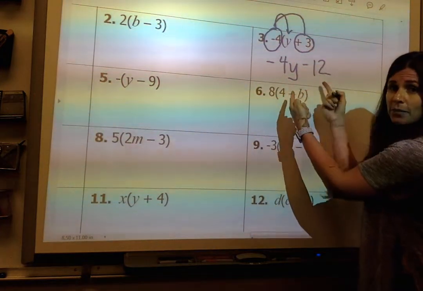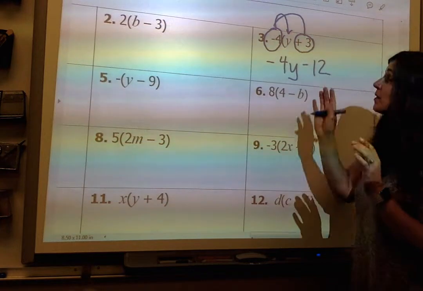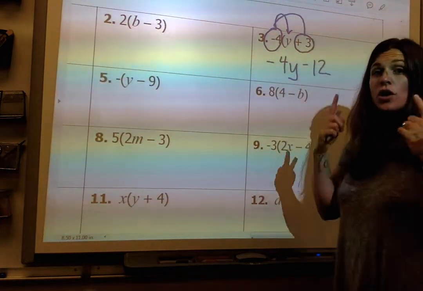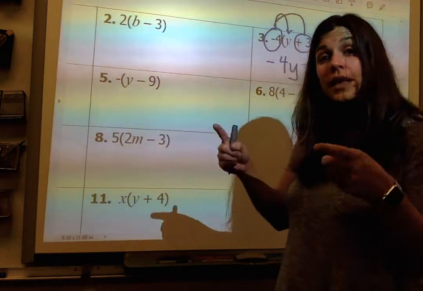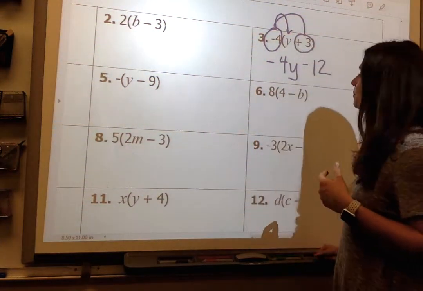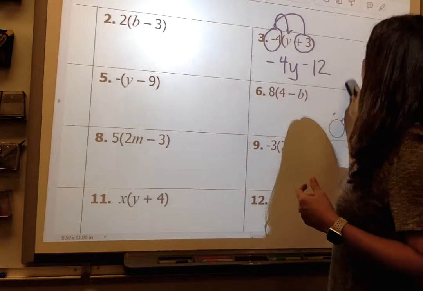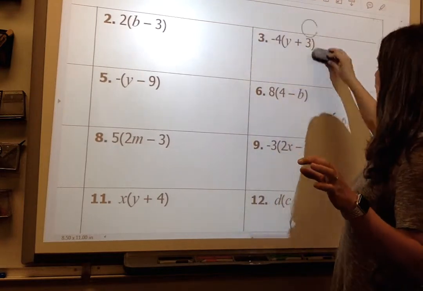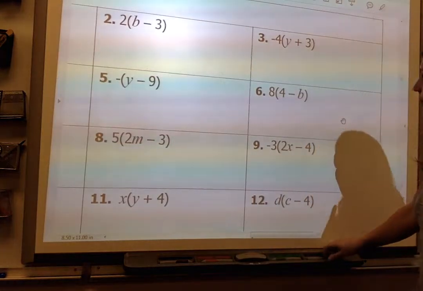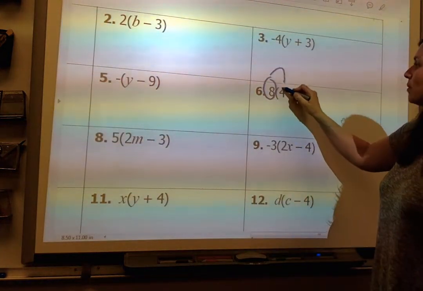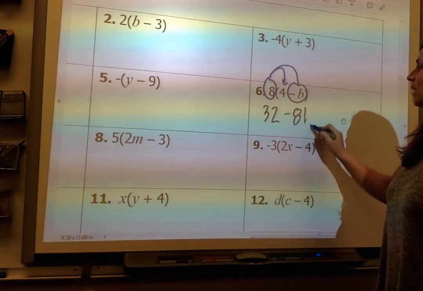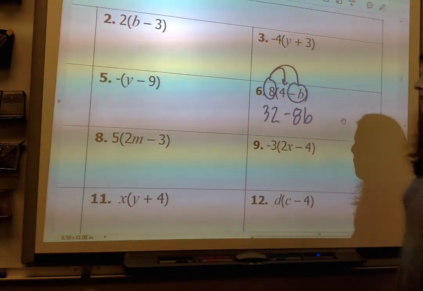And I look, can I combine any further? I can't because they're unlike terms. This is a variable term. This is a constant term. Notice the language that I'm using is the same language that we talked about in that last one, right? So if you want to pause the video and just scroll through and check your answers for this third column, you can. But I'm going to get 8 times 4 is 32. 8 times negative b is negative 8b. And that's my simplified answer.